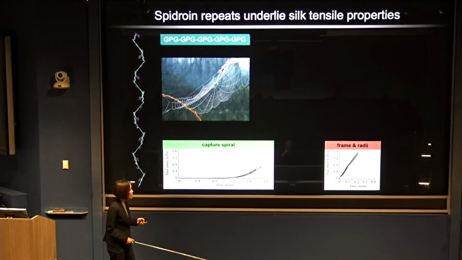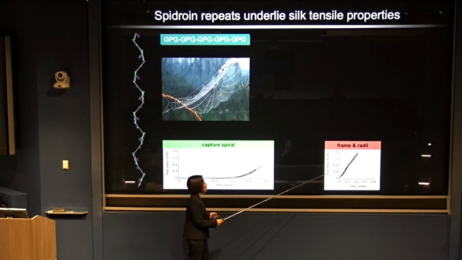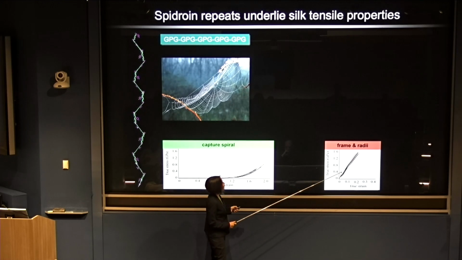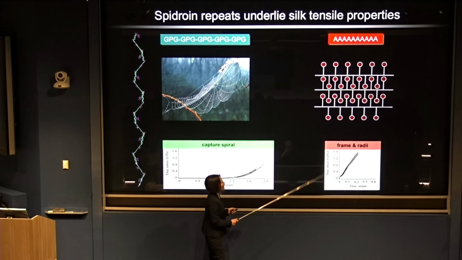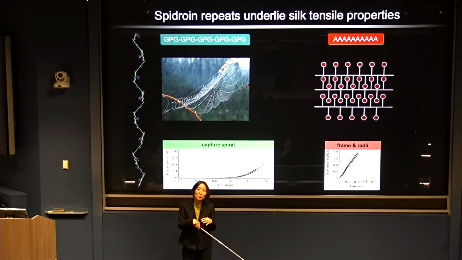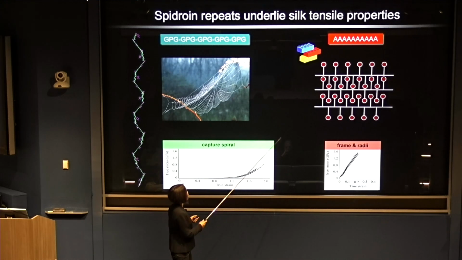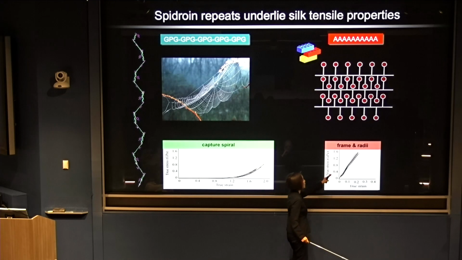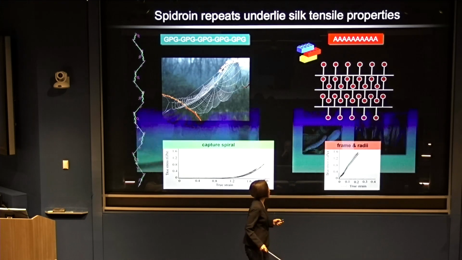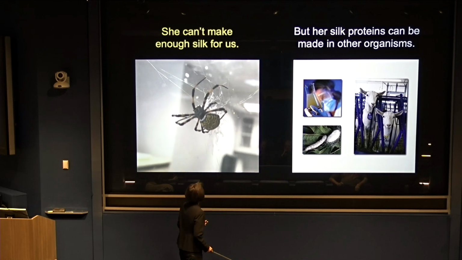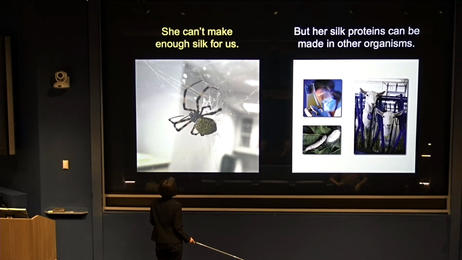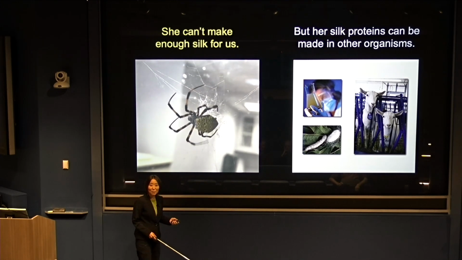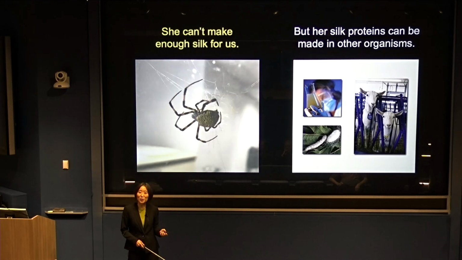By contrast, if you look at the frame and radii of a web, that kind of spidroin has a lot of what we call polyalanine, and polyalanine interlocks with each other, and it makes crystalline regions, kind of like Lego blocks here. And so you get a silk that is much stiffer and can't extend quite as far as flagelliform capture spiral silk. And so spider silk is wonderful, but spiders can't make enough silk for all of the uses people might have thought of for it.